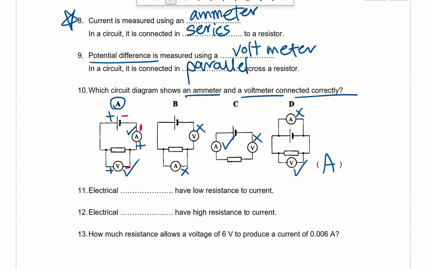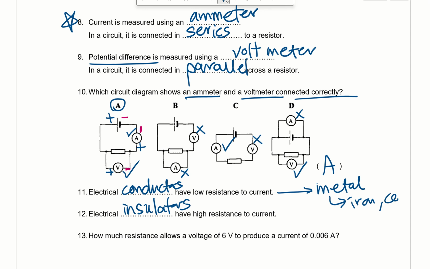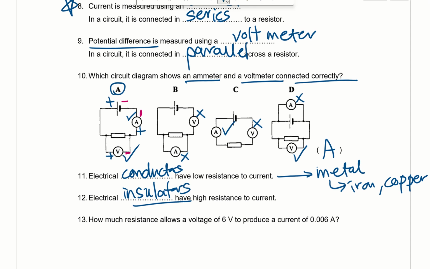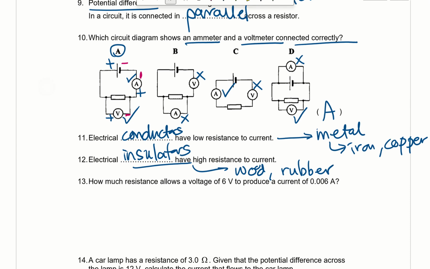Now, electrical what have high resistance to? Electrical conductors. Electrical insulators. You must also be able to give some examples, which is basically your metal. Then you have iron and copper being some very good conductors. Insulators, you have either wood or rubber. So you must be able to give some examples.